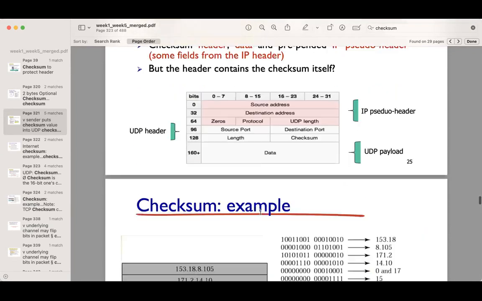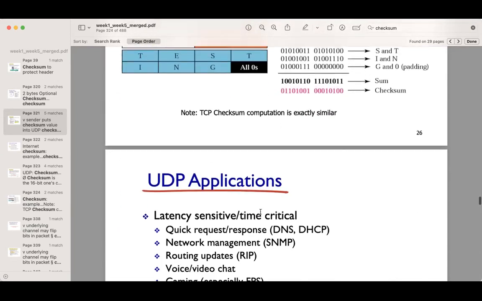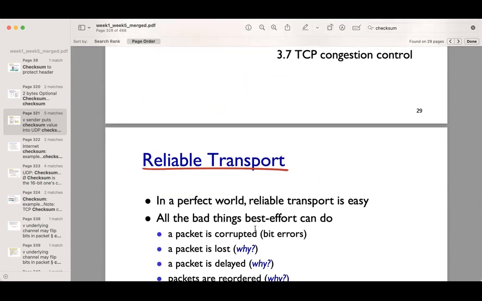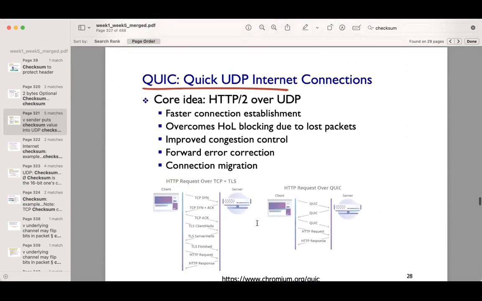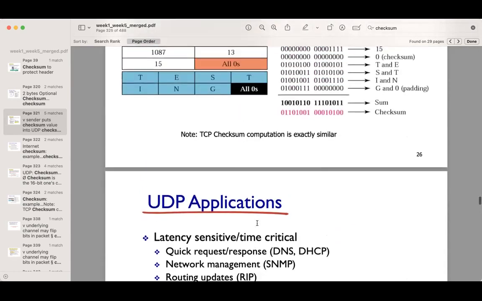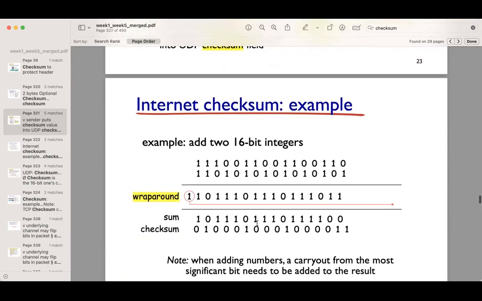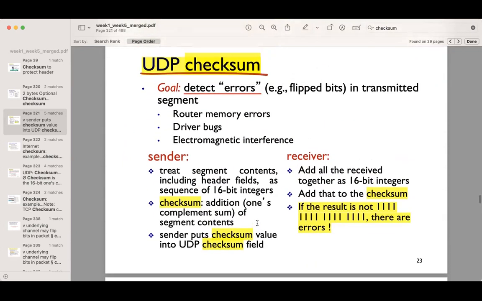So actually the question is in here. I remember it's one of the quizzes. It's one of the quizzes for the checksum. So you just go through all the quizzes, then you will be able to do this kind of calculation in the midterm exam.